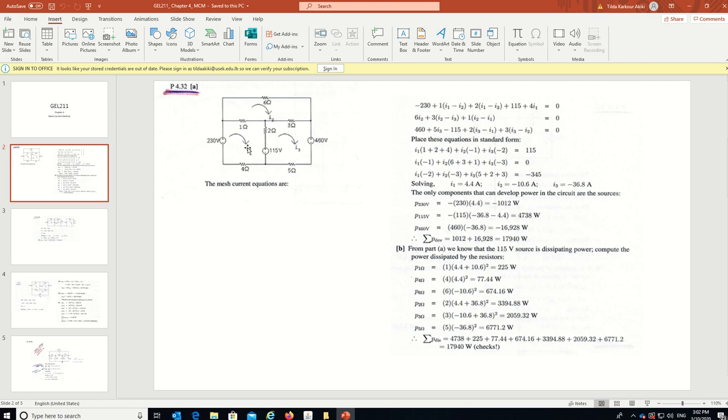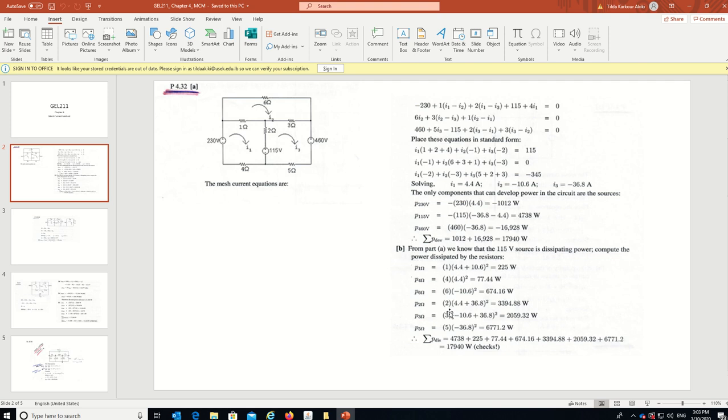If you choose I3 minus I1, so the resultant of I3 minus I1 enters the negative part of the voltage source. So it is minus 115 times I3 minus I1. Okay, so I repeat, for the voltage source 115 volt, the current is I3 minus I1 or I1 minus I3. If you choose to consider I3 minus I1, you have to see that I3 is entering the negative terminal, so you put minus V times current.